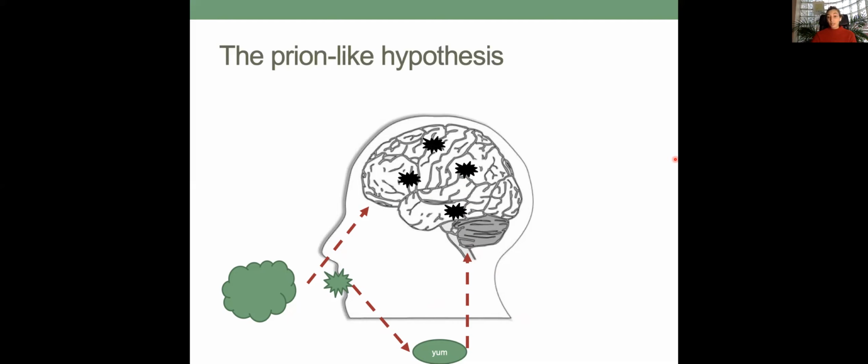So far, experiments in animals are showing that this is pretty likely, which has totally changed how we are thinking about these diseases and how we could possibly treat them.